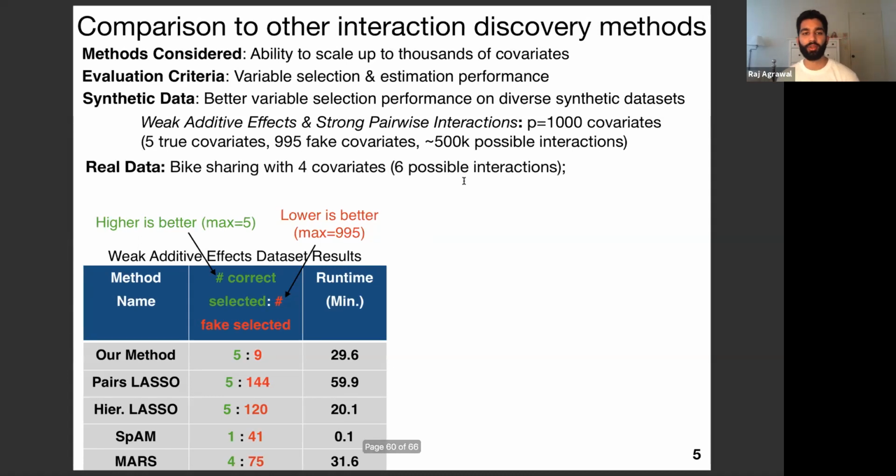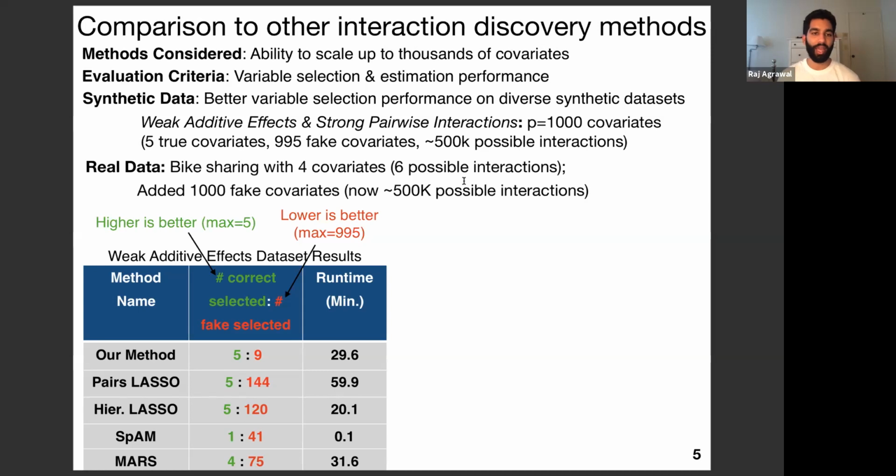So for real data, the way we thought of the evaluation is we took a really low dimensional data set, this bike sharing data set with 4 continuous covariates. And then we made it high dimensional by adding 1,000 covariates that have no influence on the response. So this creates a synthetic control where if a method picks up one of these 1,000 covariates that have no influence on the response, we know that's bad. We can use that to benchmark the different methods.